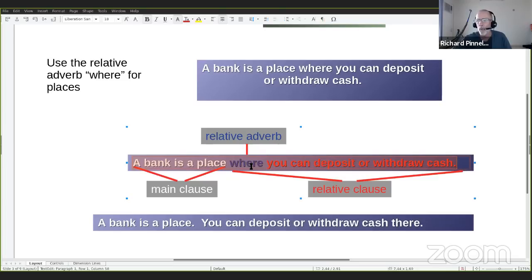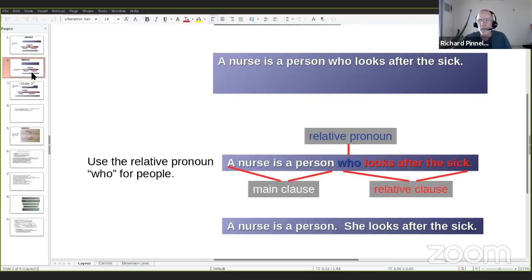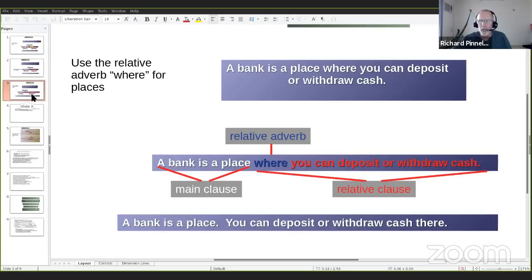So we're using where. Just to recap on those three: if the subject of the relative clause is a thing, use which. A camera is a thing which takes photographs, or we can just change this to photos. If the subject of the relative clause is a person, use who. A nurse is a person who looks after the sick. And if the subject of the relative clause is a place, use where. A bank is a place where you can deposit or withdraw cash.